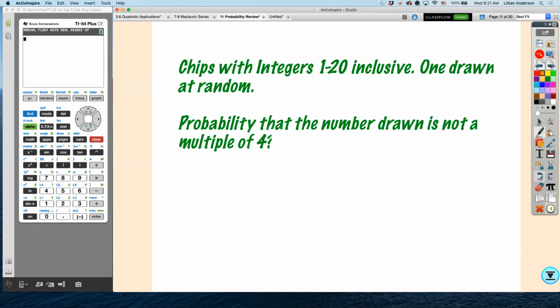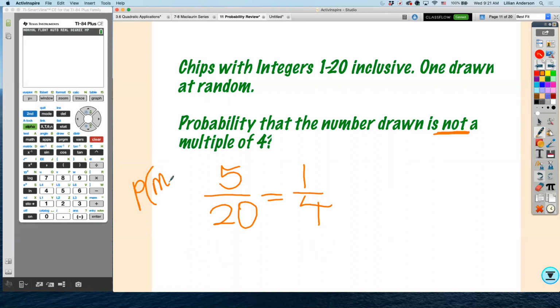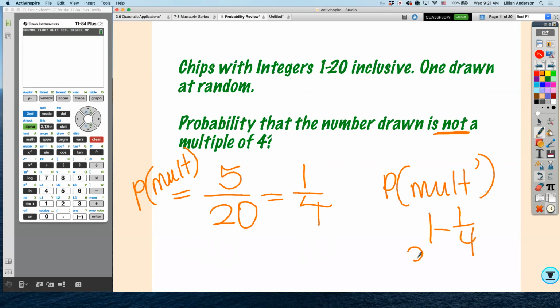5 over 20. Because it's 5 over 20. That reduces down to 1/4. Oh, it's 3/4. This is the probability that it is a multiple. So we want the complement. So the probability of it not being a multiple is 1 minus 1/4, which is 3/4. Ooh, that was quick on that one.